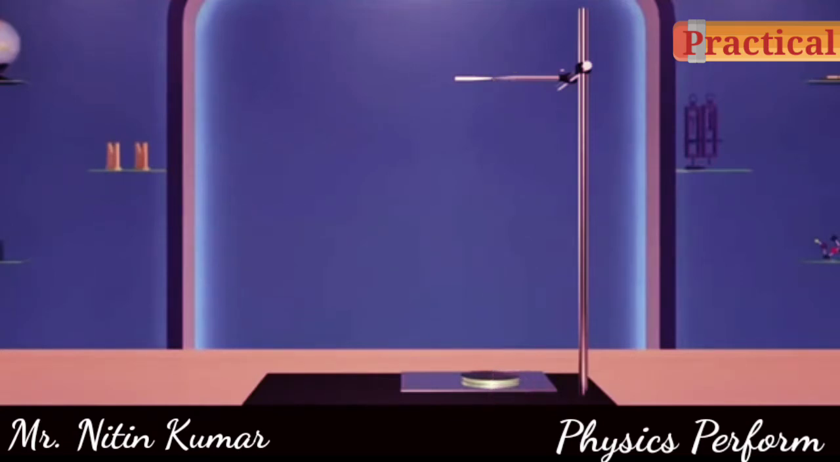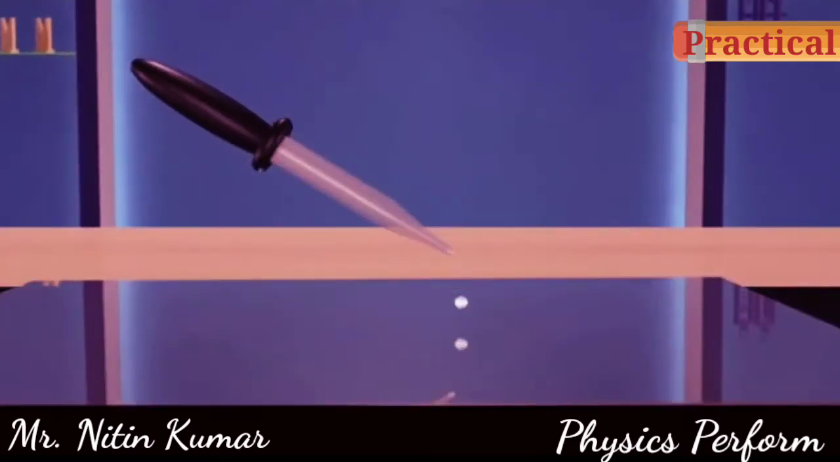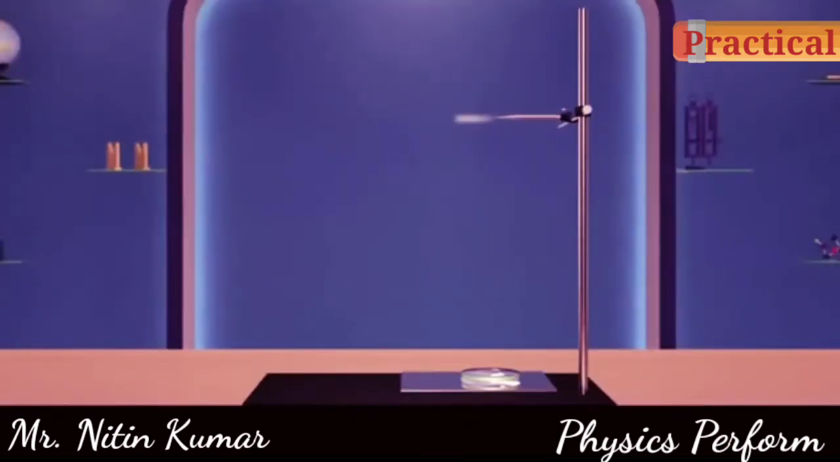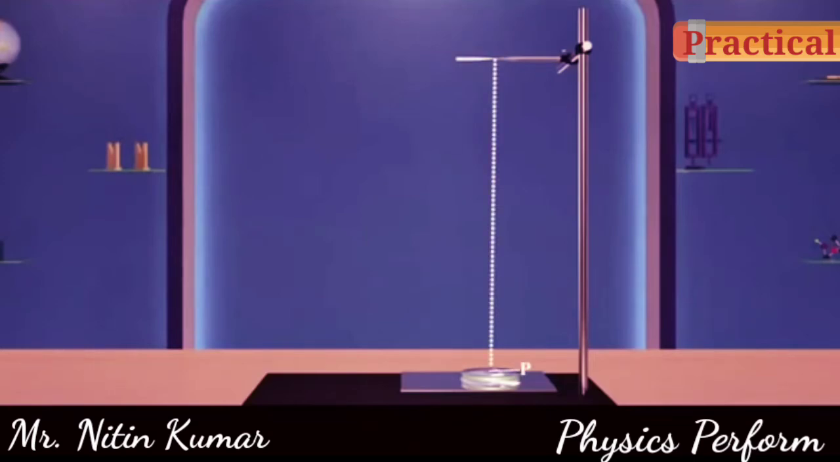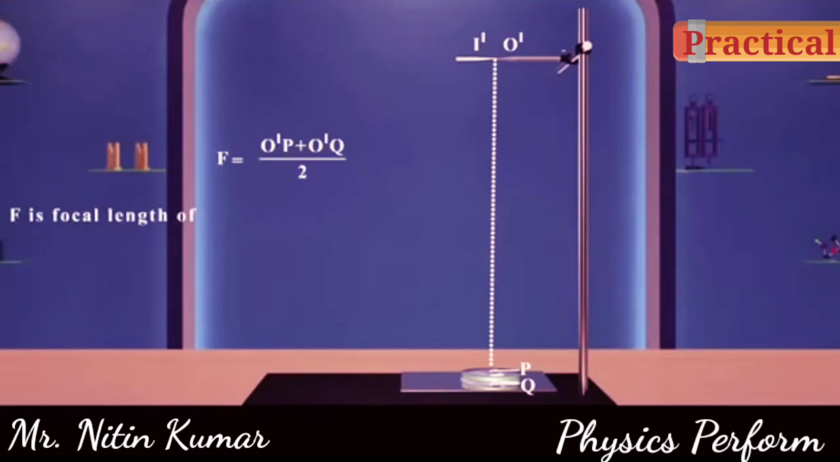Keeping the setup as it is, remove the lens and pour a few drops of liquid and place the convex lens on top of the liquid. This arrangement forms a plano-concave liquid lens. While looking into the lens, adjust the object needle so that it forms a sharp and clear image I dash. Now, measure O''P and O''Q. The mean of O''P and O''Q gives you the focal length of the lens with liquid.